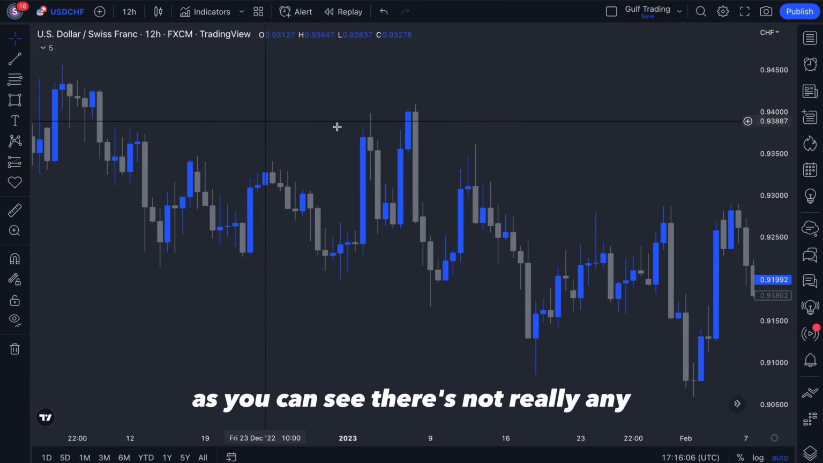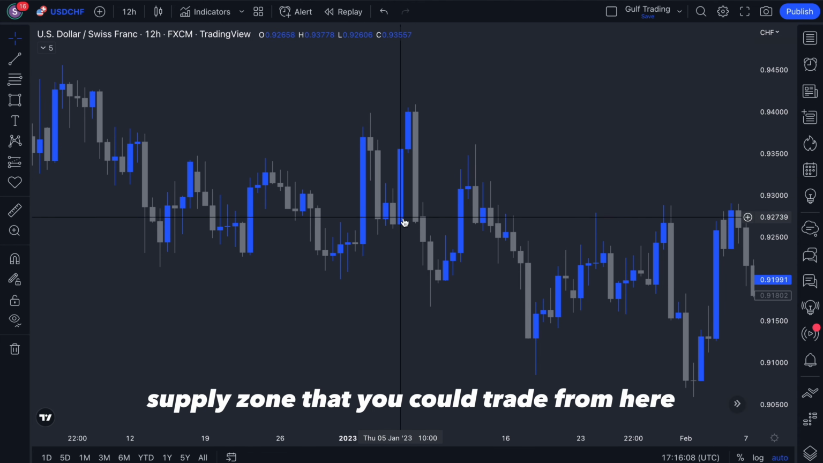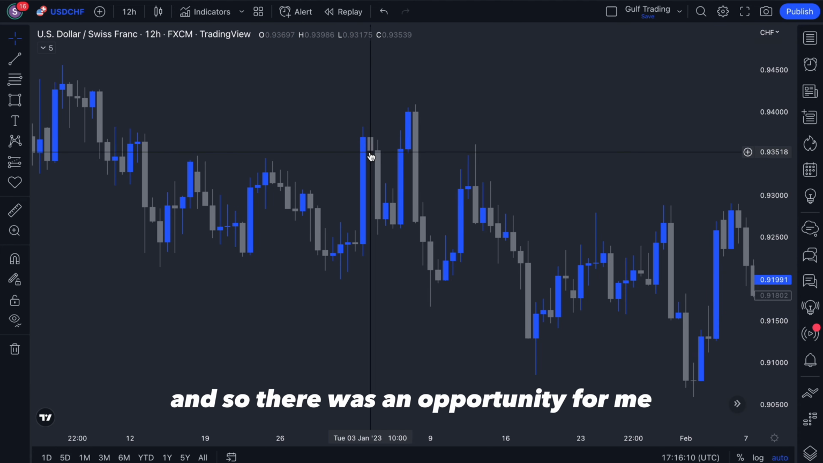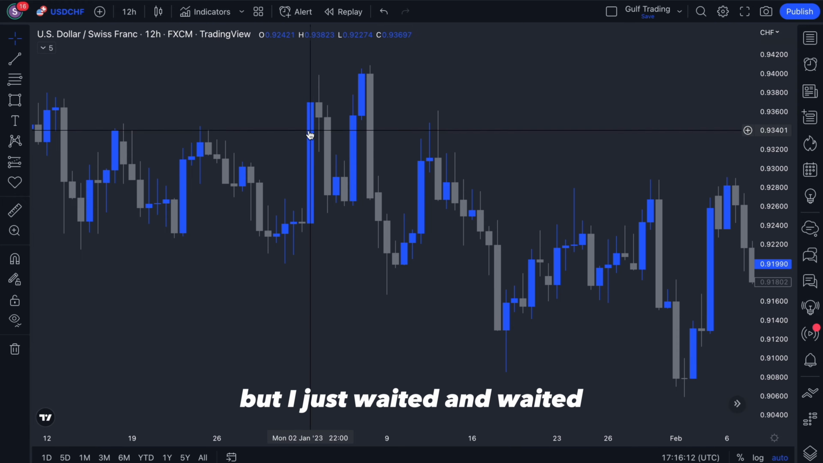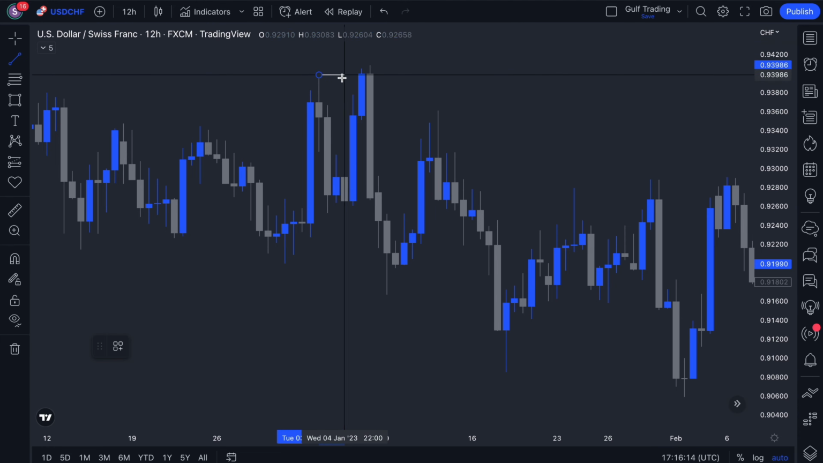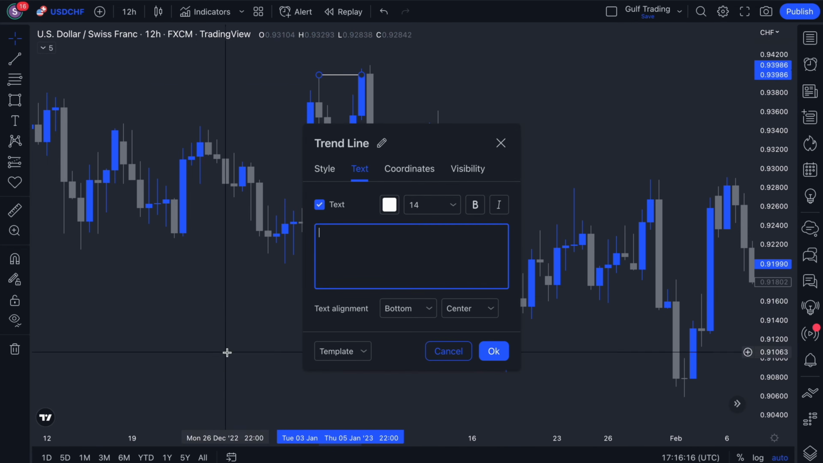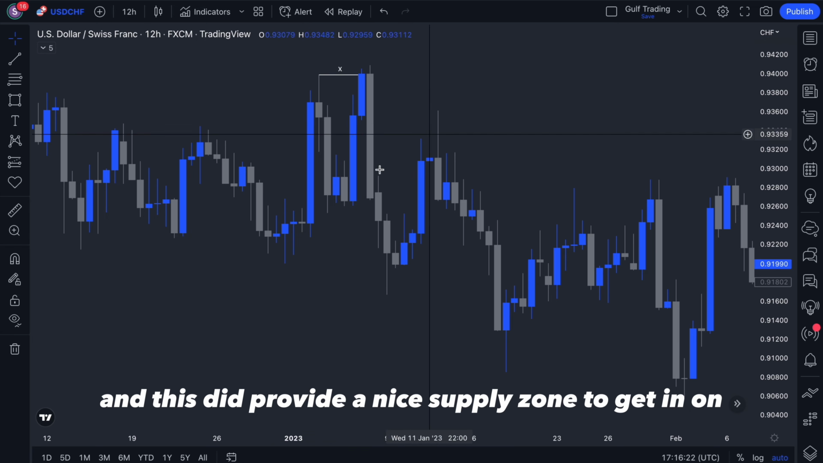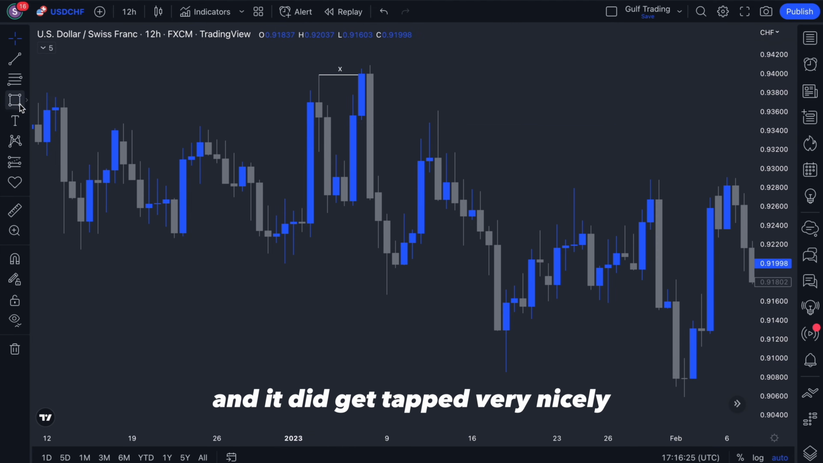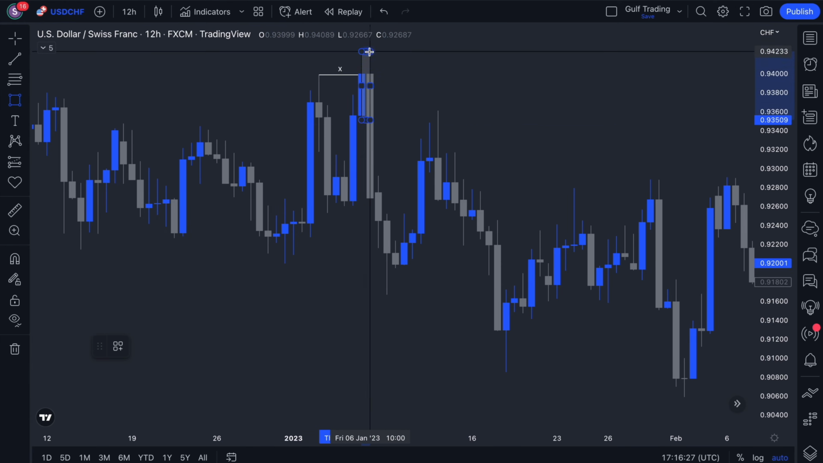As you can see, there's not really any supply zone that you could trade from here. And so there was no opportunity for me, but I just waited and waited. And then as you can see over here, we got the second liquidity grab. We can just mark that. And this did provide a nice supply zone to get on, and it did get tapped very nicely before selling off again.